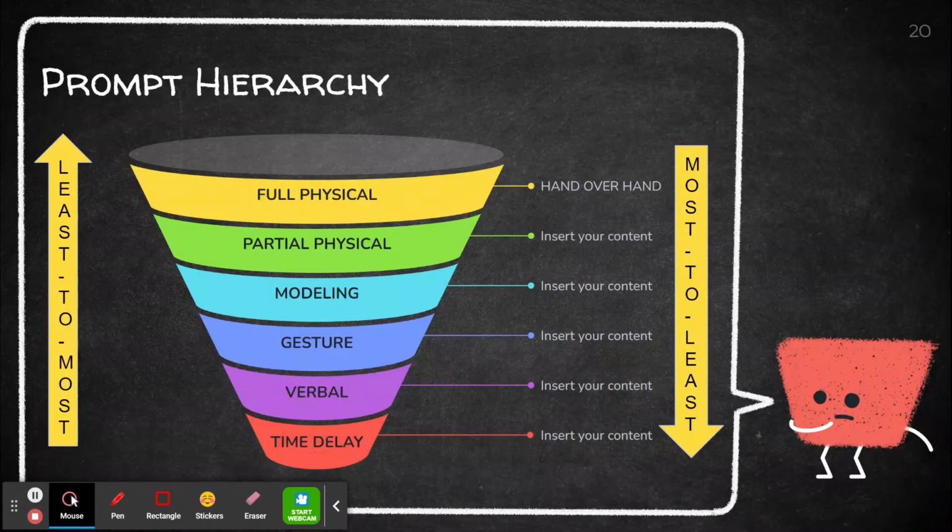Okay, this is our classic prompt hierarchy. We've got here most to least and least to most, so we have one going up and one going down. You'll see here how full physical, that's your hand over hand, is really your most intrusive. And then you're going to go down to partial, modeling, gesture, verbal, maybe some time delay there.